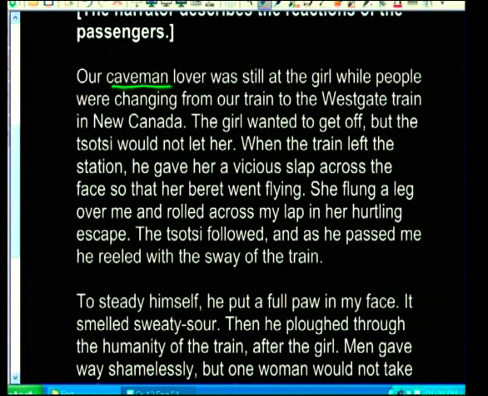Let us look at some of the points here when you're analyzing. When you come across words and phrases that you may not be too familiar with, you need to underline those words and try and figure out what they mean in the context of the sentence. The caveman lover. Now that's a very unusual term, a caveman. A caveman refers to someone who's very primitive, someone who's barbaric.